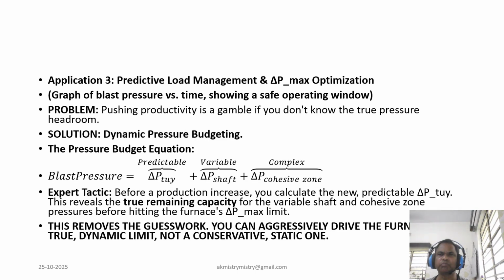Pushing productivity blindly is risky. With dynamic pressure budgeting, we break down blast pressure into predictable and variable components. This lets us drive the furnace to its true dynamic limit, not a static conservative one.